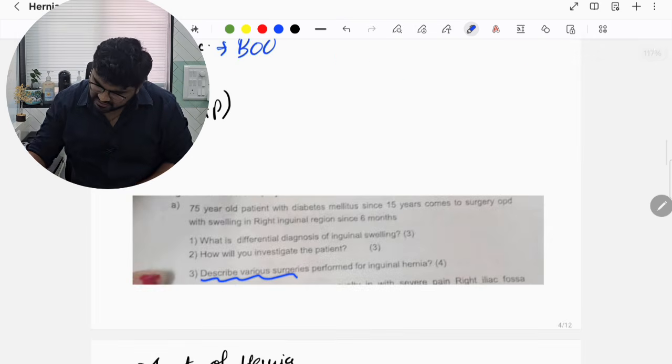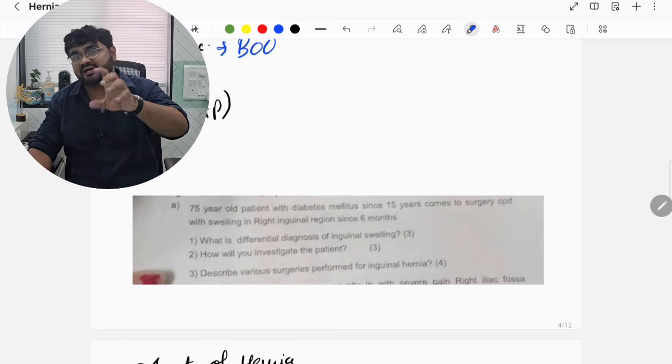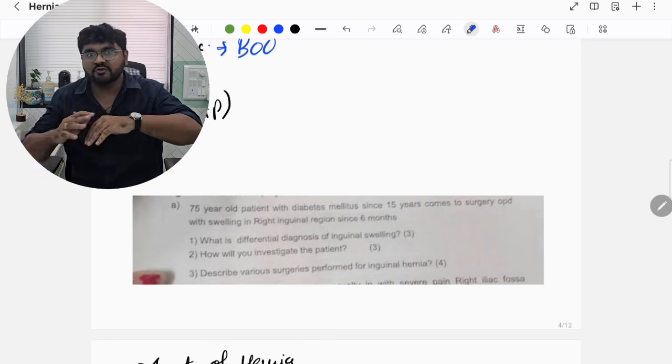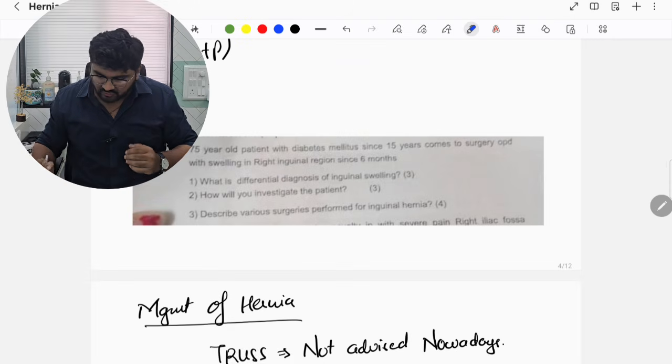Question: they have asked you to describe various surgeries performed for inguinal hernia. They have not asked you what you will do in this patient. Okay, so you have the liberty to describe inguinal hernia surgeries. So let us start.